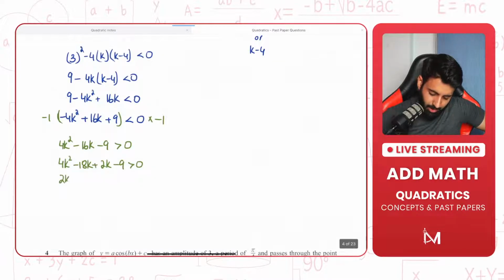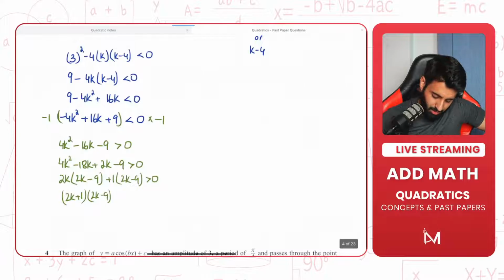Okay. So we take 2k common. We have 2k minus 9. And then we take 1 common, since there's nothing we can actually take common other than 1. So we have 2k plus 1 and 2k minus 9 greater than 0.